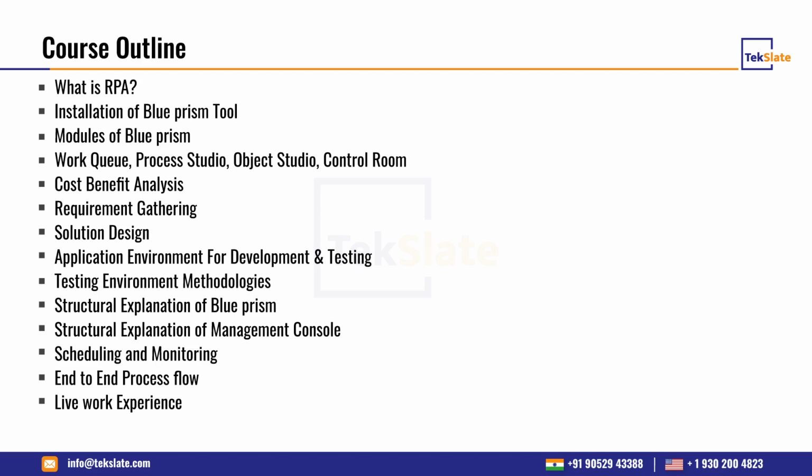And the modules of Blue Prism: we have lots of tabs, like Process Studio, Control Room, and the System tab. All the tabs have different settings and options. We will discuss what options are available, what the options do, what kind of work they are for, and how to use them, and everything we will see in the upcoming sessions. And the major parts in Blue Prism are work queues, Process Studio, Object Studio, and Control Room. The last one is the System tab.